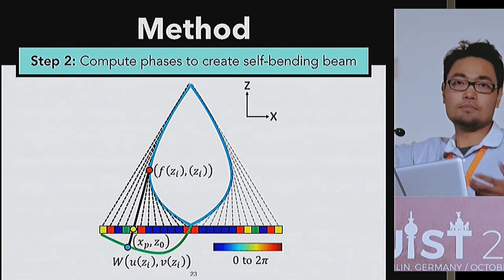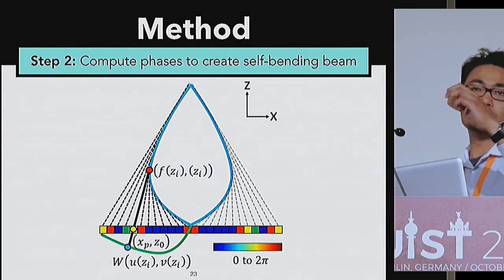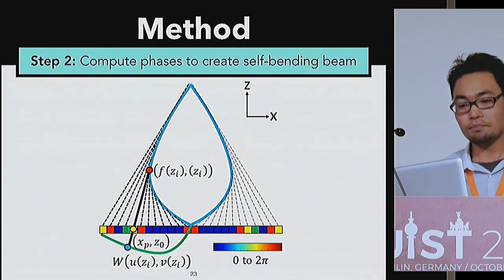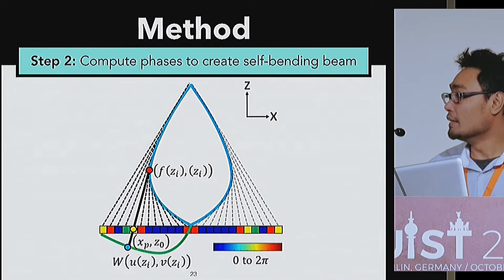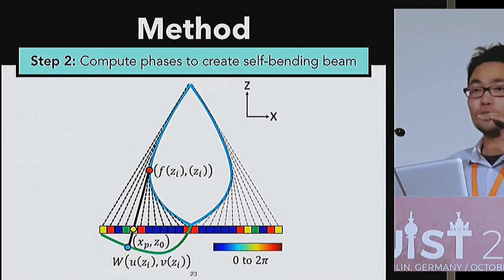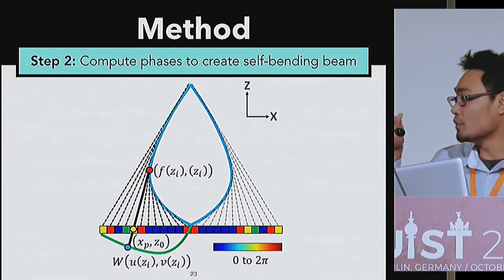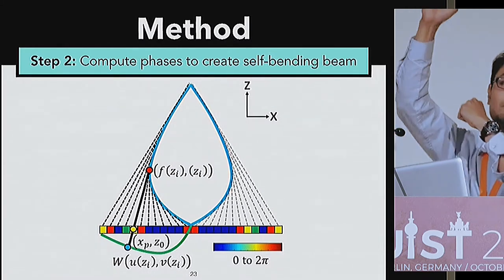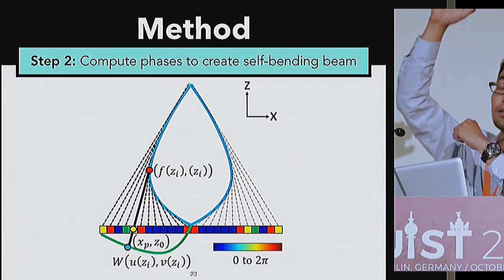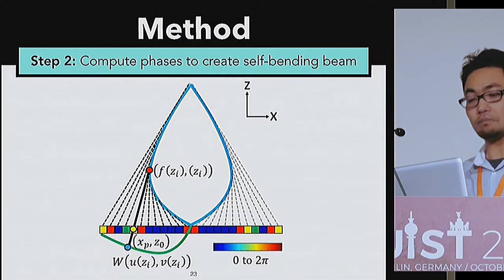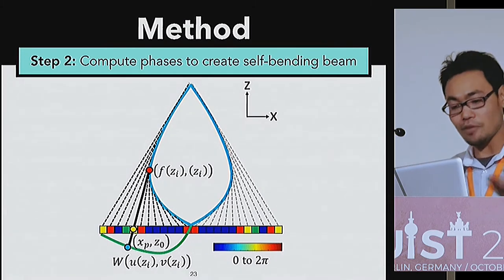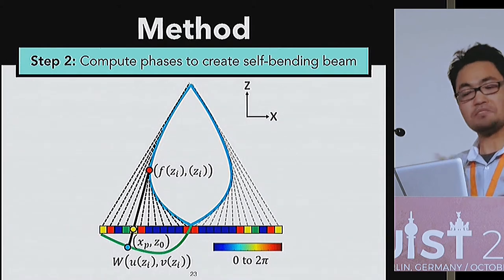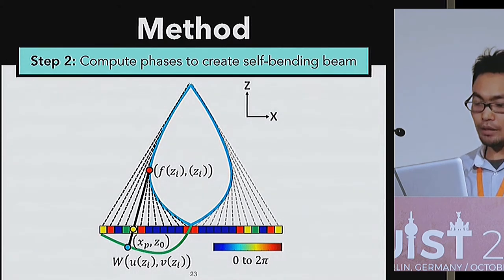What this work did is you take one point on the self-bending beam and trace back to the wavefront, and then you try to map the phase on top of the metamaterials. But thanks to the first step, where we fix the first point and the final point at the top, we simplify the Zhang et al. method, and we get it simpler, and it's in our paper.